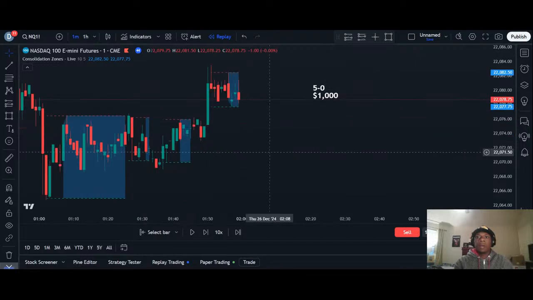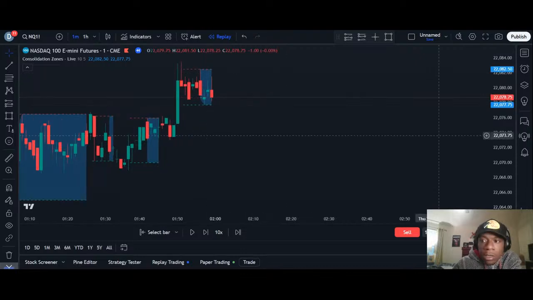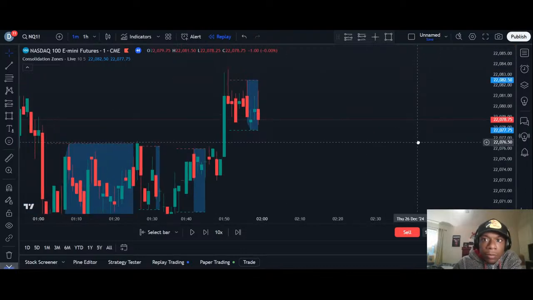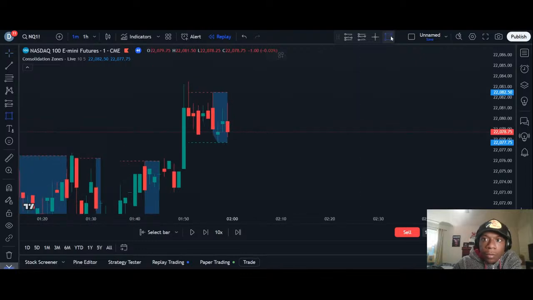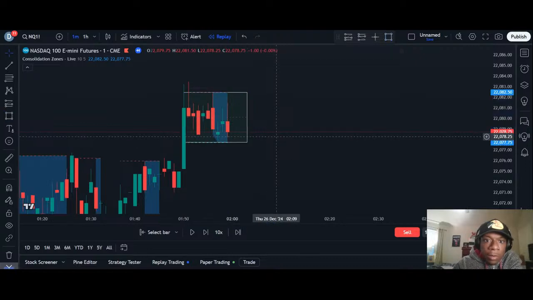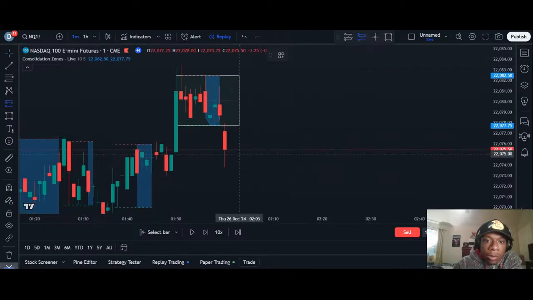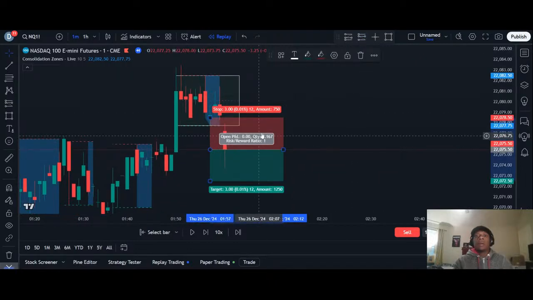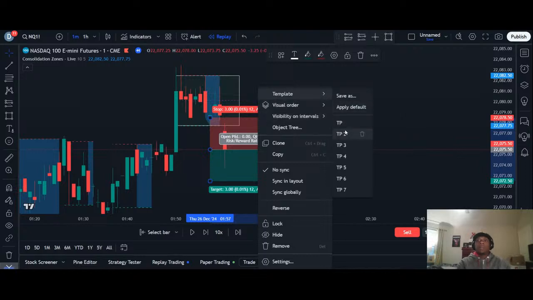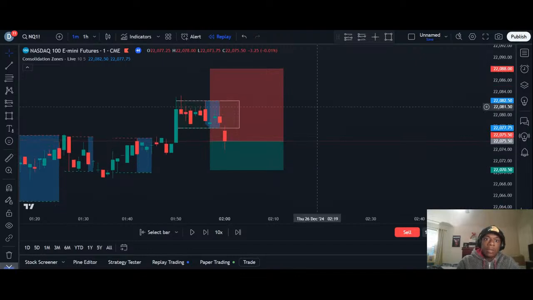Okay, here we go. It's a fresh day. The profits from yesterday don't matter anymore. Let's see what we get. We got the consolidation zone formed. We're going to draw a rectangle around our consolidation box. We're going to wait for a close above or below. Boom, we got the close below. Y'all know what we're going to do. We're going to go to our template, click on TP1 because this will be our first trade of the day. 20 tick TP, 50 tick SL.